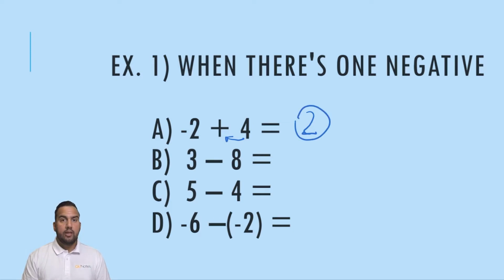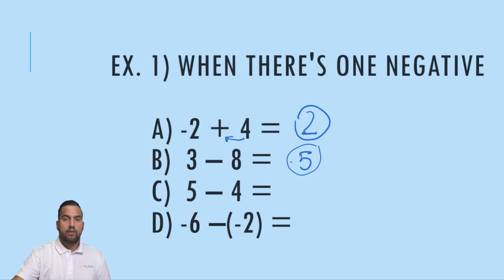What about B? B is 3 minus 8. So what are we going to do? How many negatives do you have? You have one negative. So what are you going to do? Bigger minus smaller. What's 8 minus 3? 8 minus 3 is 5. And then you're going to keep the sign of the bigger number. What's the bigger number? The bigger number is 8. So then your answer is going to be negative 5. And that's going to be B.